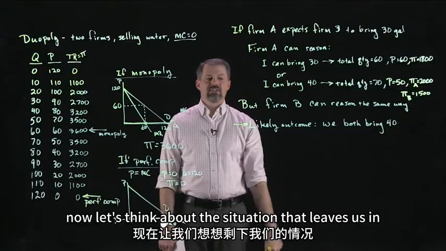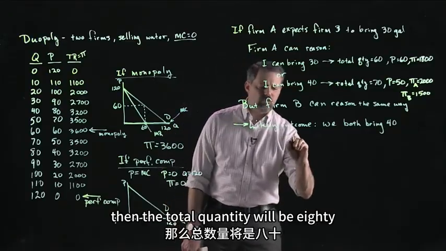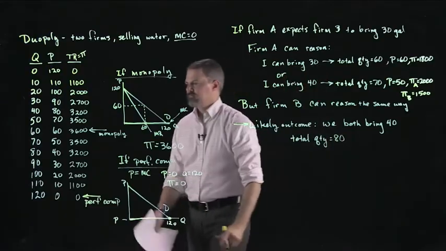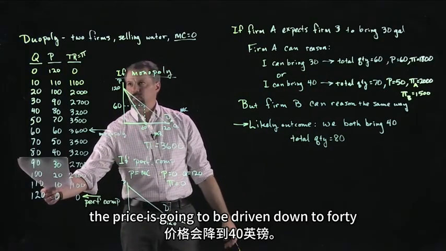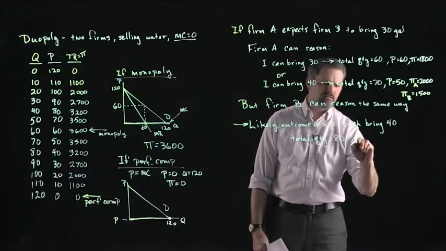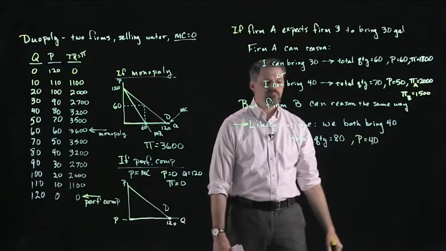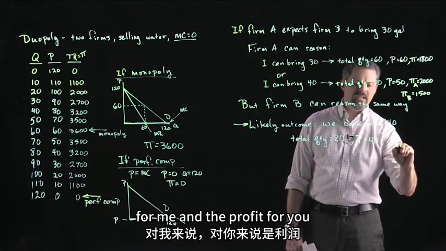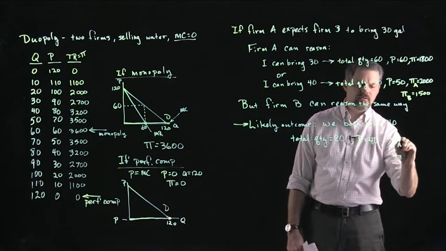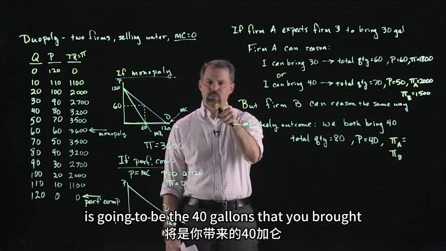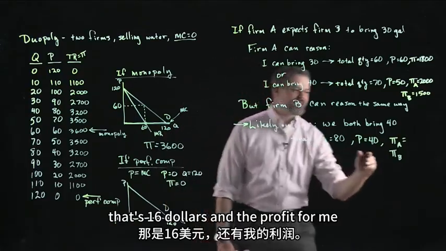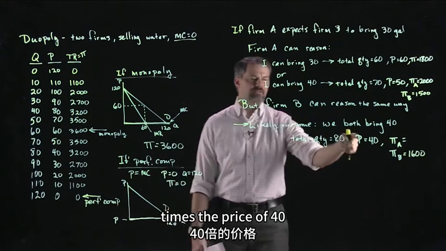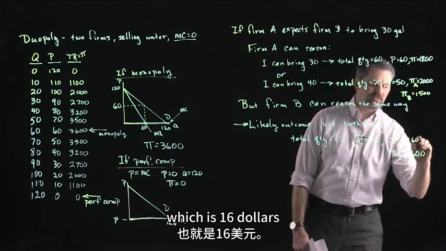Now let's think about the situation that leaves us in. If we both bring 40, then the total quantity will be 80. If the total quantity is 80, then the price is going to be driven down to $40. And notice that in that case, the profit for you is the 40 gallons that you brought times the price of 40, that's $1,600, and the profit for me will be the 40 gallons that I brought times the price of 40, which is $1,600.